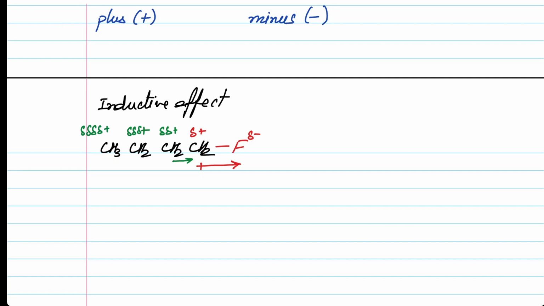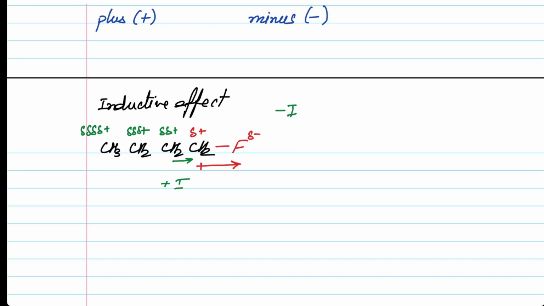In this case, fluorine is going to pull the electron cloud from the carbon it is attached to and decreases the electron density on that carbon. Hence, fluorine in this case is a minus I group, whereas the alkyl group is going to push the electron in. It is going to increase the electron density, and therefore the alkyl group in this case is a plus I group or the plus inductive group.